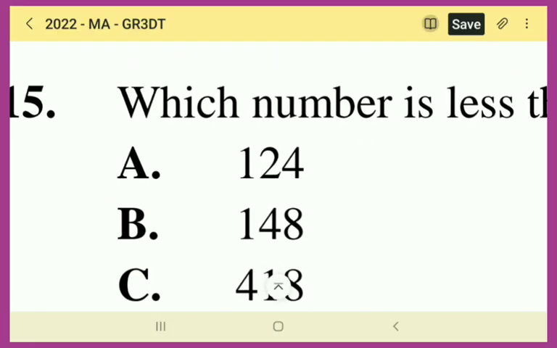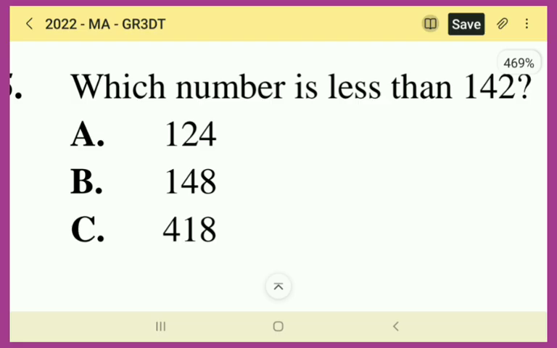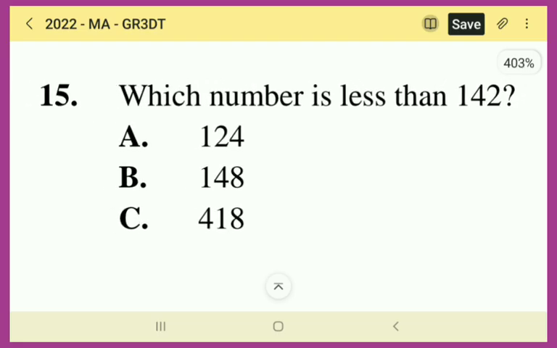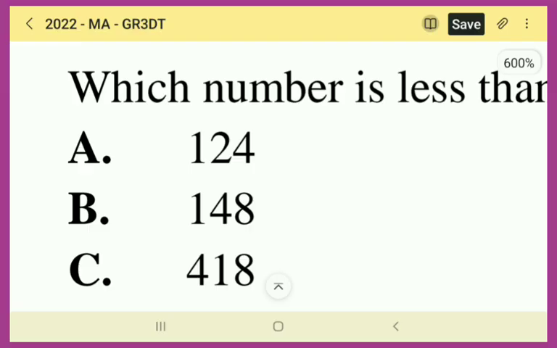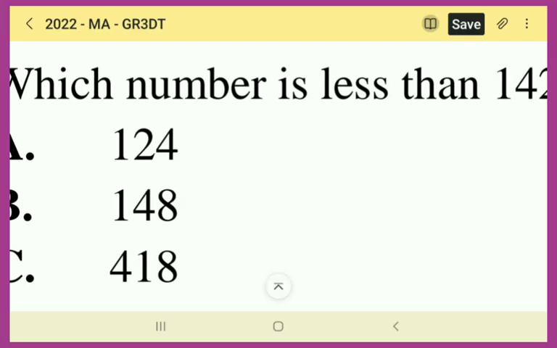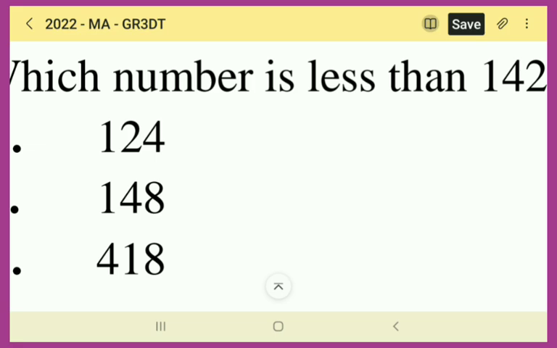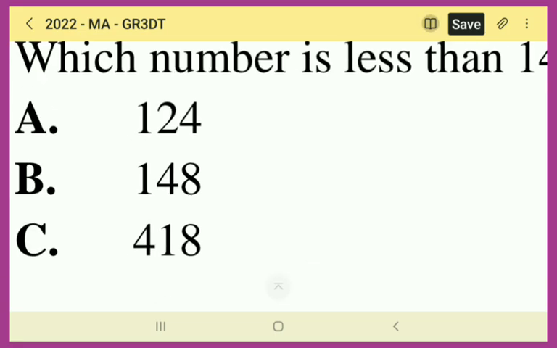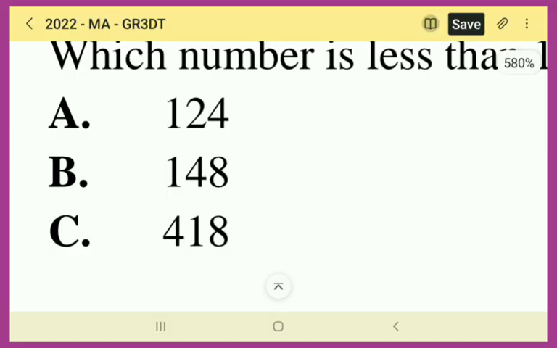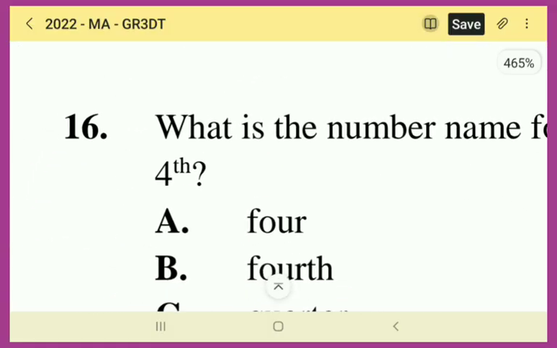Moving to our next number, 15. Which number is less than 142? Already we know it can't be C because C is all the way up in 400. So which one is less than 142? We know from 42, 48 is above 42. So the answer is A. 124 is less than 142. Alright, good job.